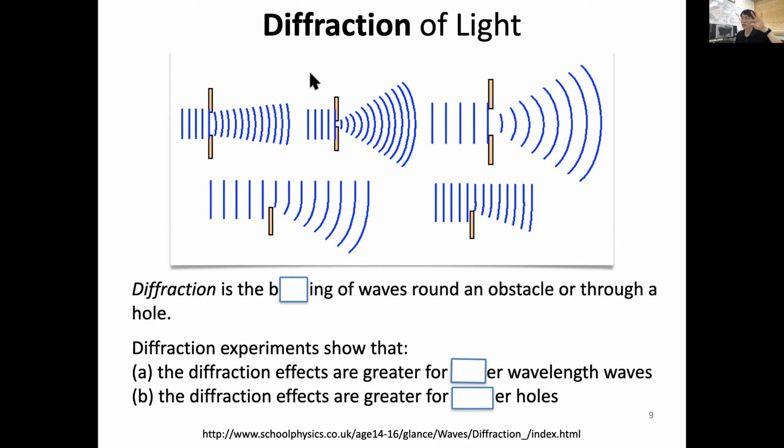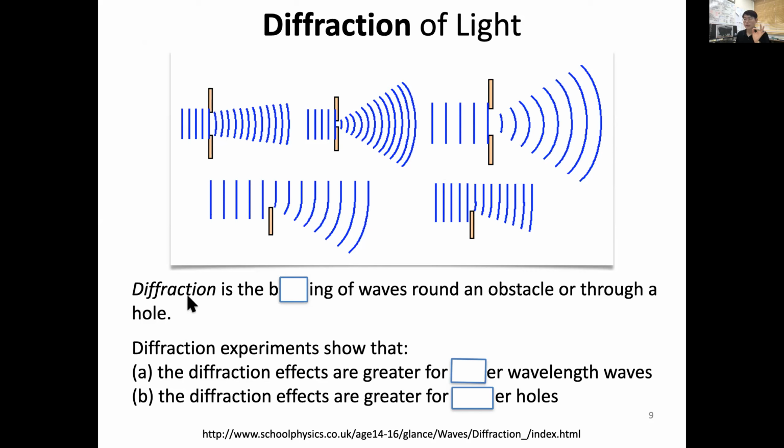Okay, then let's go back to the original one, with the same opening. Now let's change the light wave. Let's increase the wavelength. Then you realize it bends more. And this one is the same. So here, what kind of lesson are we obtaining?